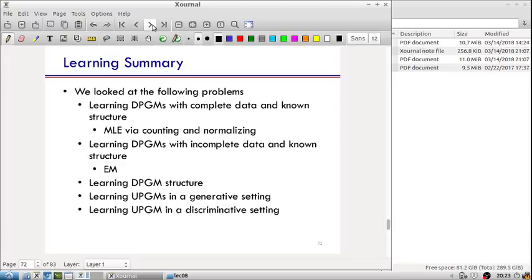We saw EM. This is all about having some hidden or missing random variables. I can estimate what values those random variables could have taken given my current parameter estimate, and then, now that I've completed the data, I can look at the completed data and just do maximum likelihood estimation. So you complete the data in the E step, and in the M step you maximize and get new parameters. We looked at some variations, like structure learning. We didn't discuss that much, and we discussed the generative and discriminative settings, but not incomplete data.